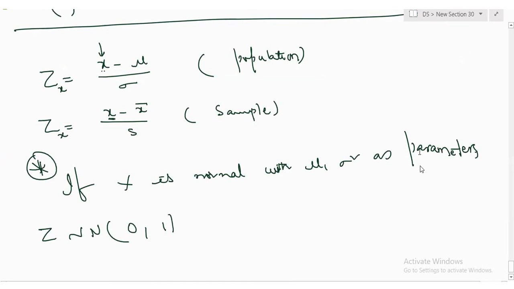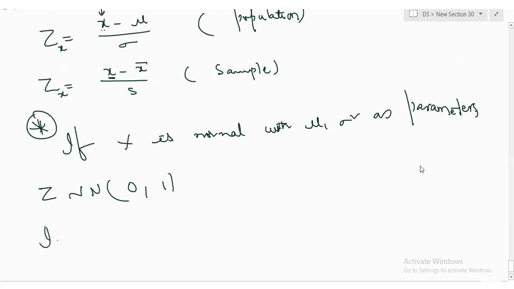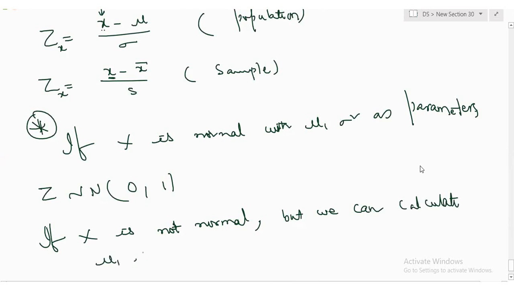If X follows the normal. If X is not following the normal, X is not normal, okay. If X is not normal, but for any data you can calculate the mu and sigma square. This is a very, very powerful statement which I am writing. It is going to drive the entire course. We can calculate mu and sigma square for any data.